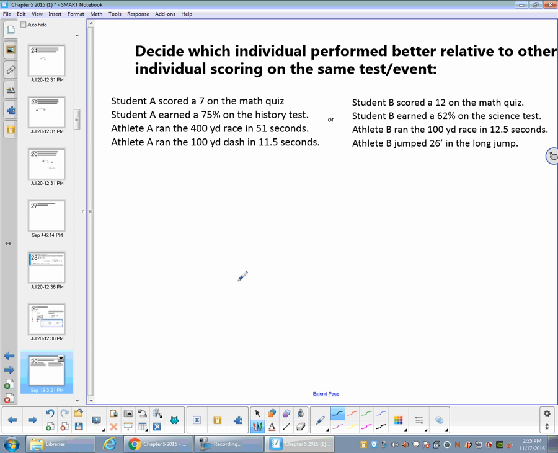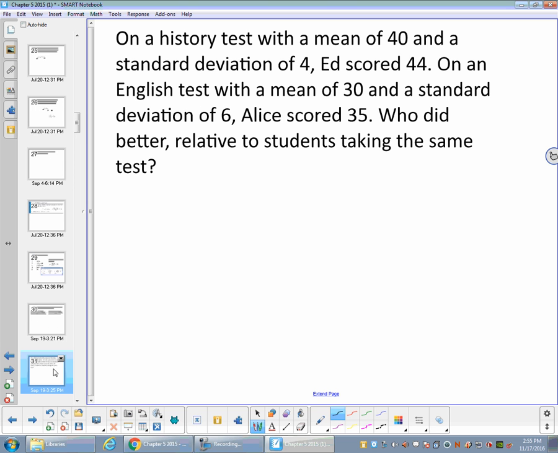Now, you should be asking, why would anybody want to know a z-score? The main reason why we use z-scores is we can compare things, whether they're the same thing, like a math quiz and a math quiz, or if they're different things. You can compare how well someone did on a history test versus how well they did on a science test, even though these things might not be equal difficulty. Or somebody running a 400-yard dash or a 100-yard dash. You can't just multiply this by 4 and say that this person's faster, because you can go a lot faster when you're just running 100 yards. So we can compare things that we couldn't compare before.